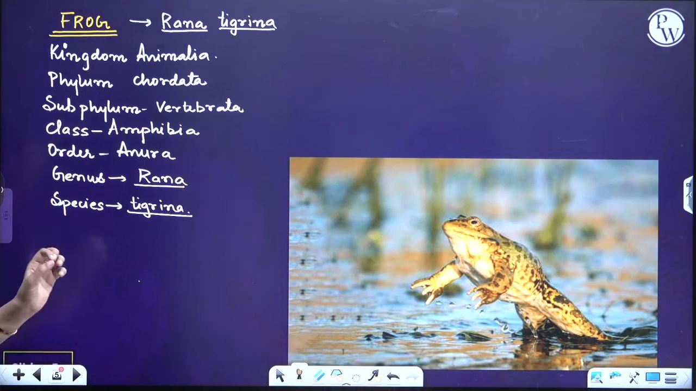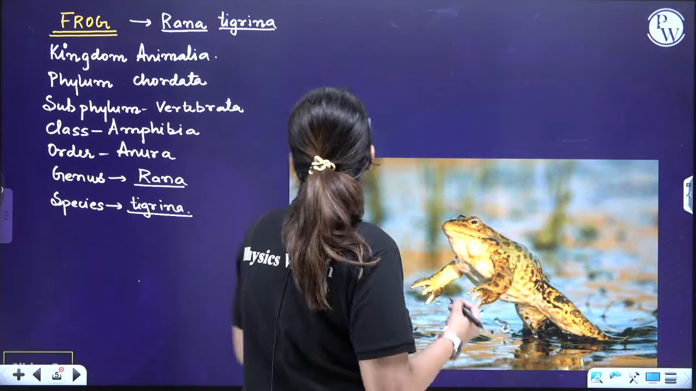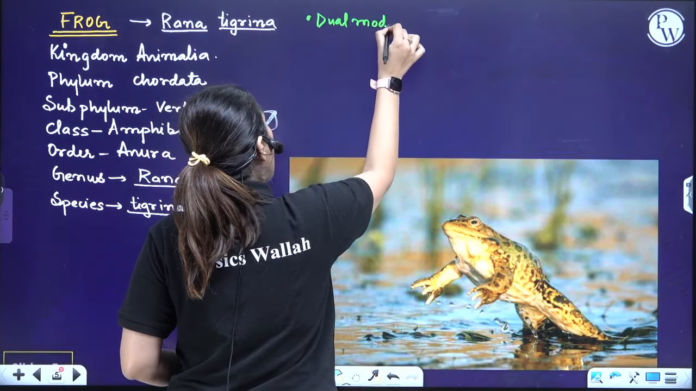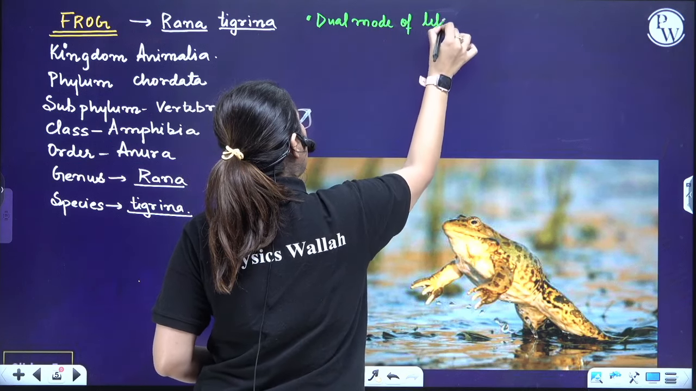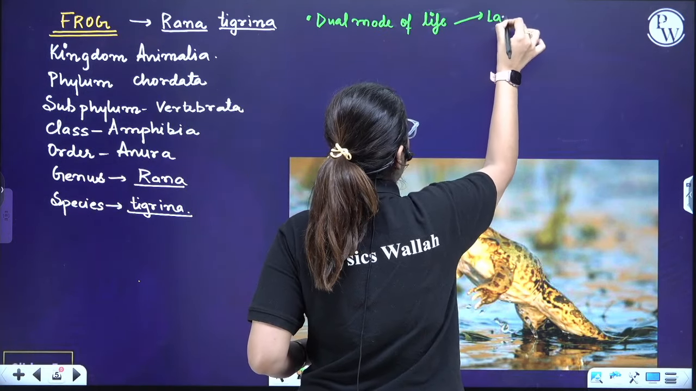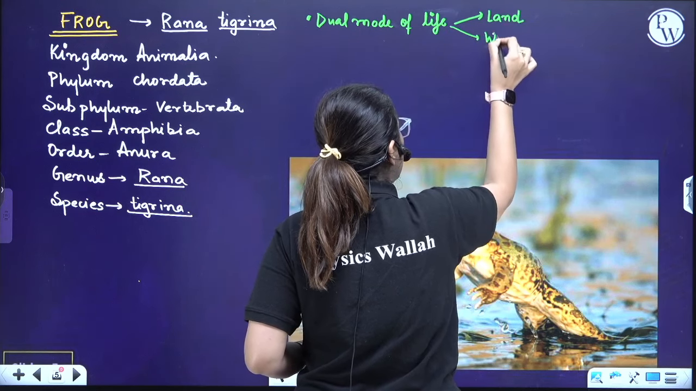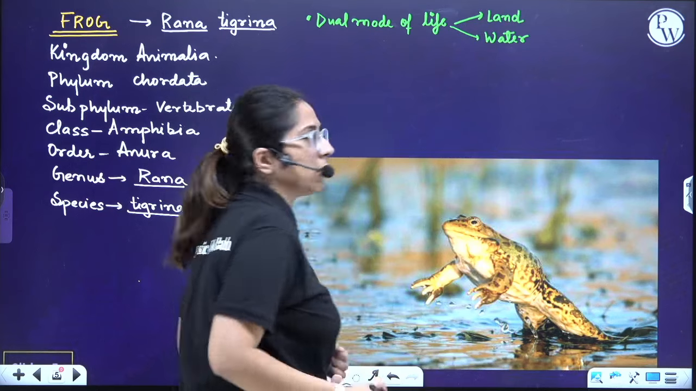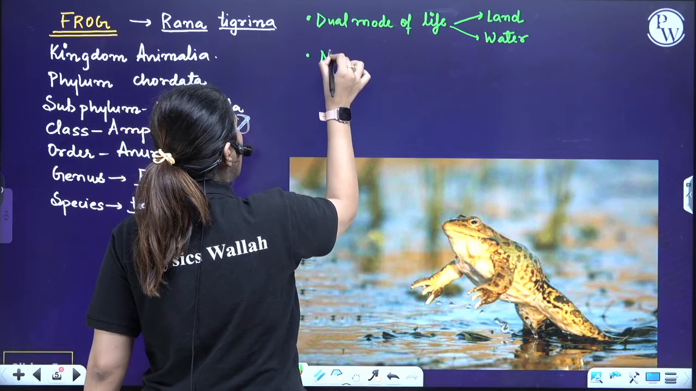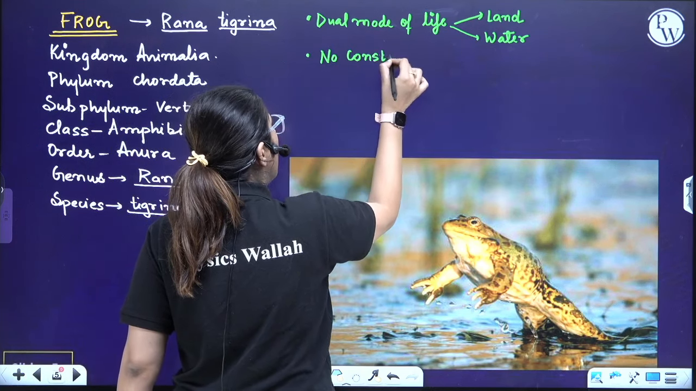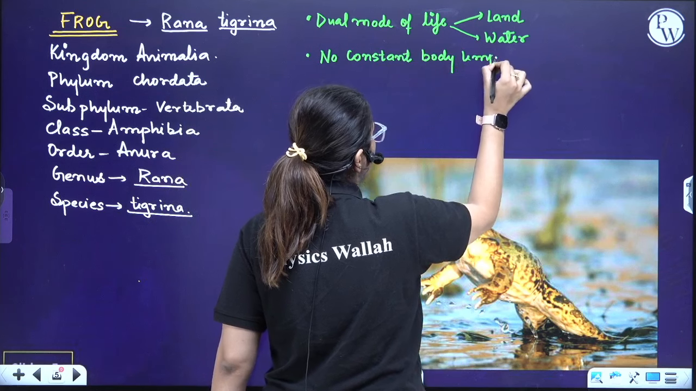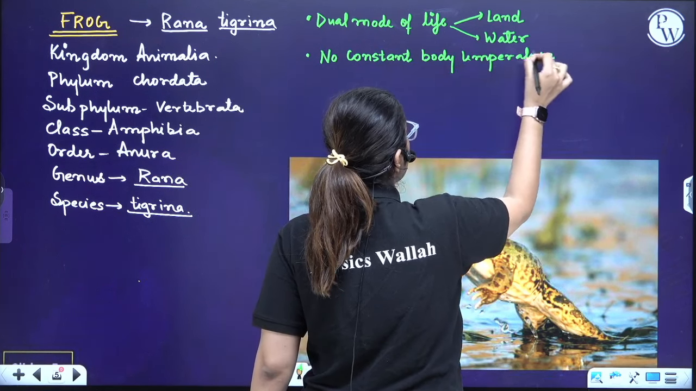This is the classification. Now, if you look at these organisms, they have a dual mode of life. That means they can live on land as well as in water. These are organisms which do not have a constant body temperature. Their body temperature is not constant.